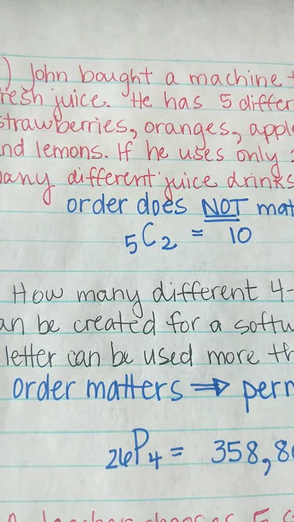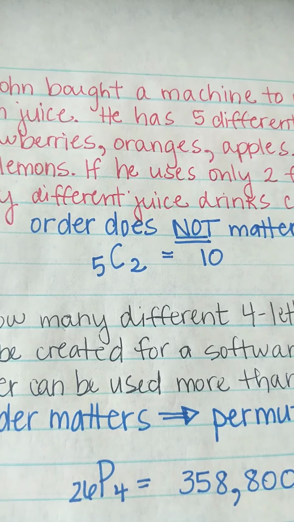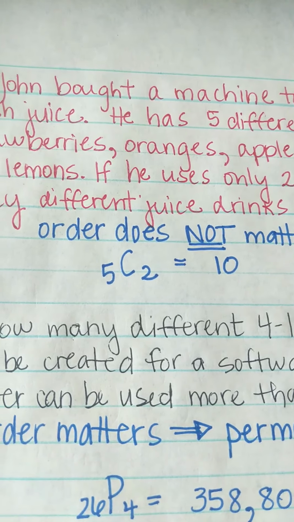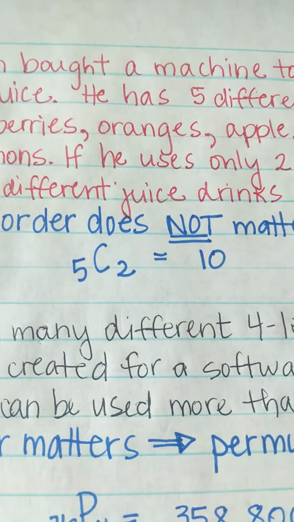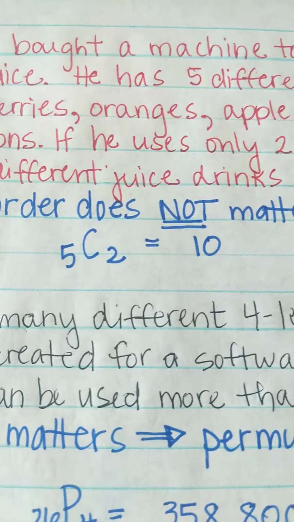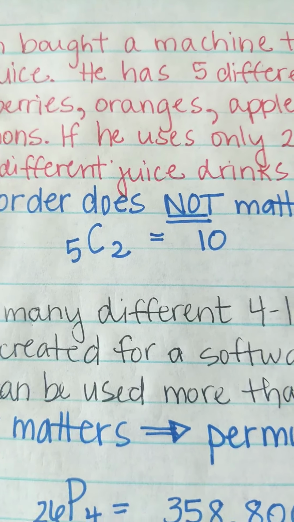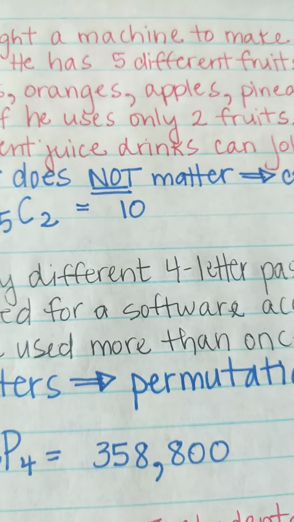So now I had 5 different fruits. I'm using 2 of them. I do 5C2. Again, you do not need to do this by hand. You can just type it into a computer combination calculator. Make sure you're using combinations and not permutations. Type in 5 and 2 and we get 10.